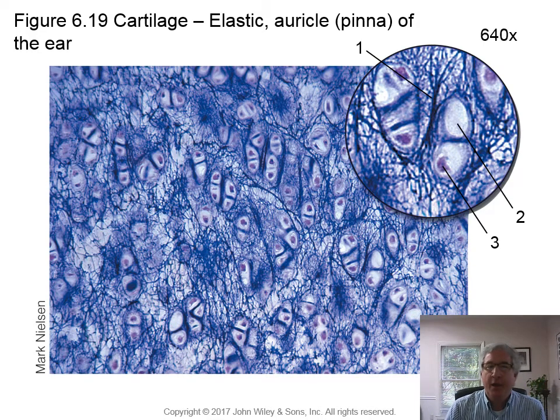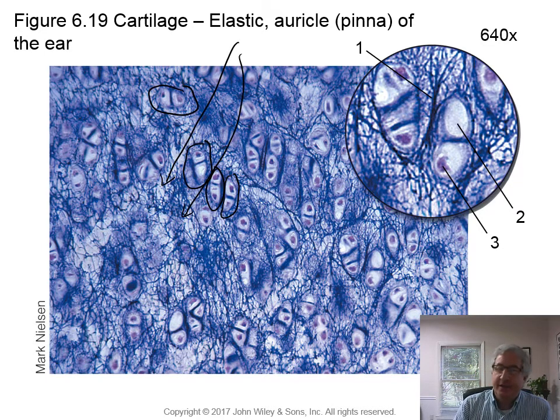Okay, here's elastic cartilage. This is from your ear. So here, once again, you can see a couple of chondrocytes in a lacuna, and there's a chondrocyte in a lacuna. Here's another couple here, and here's another couple here. They're kind of pairing up for some reason in this picture. And then you have all these fibers that you can see, right? You can see all these fibers really easily. So this is elastic cartilage, okay? So that's your fibers. Your extracellular matrix is all elastic fibers.